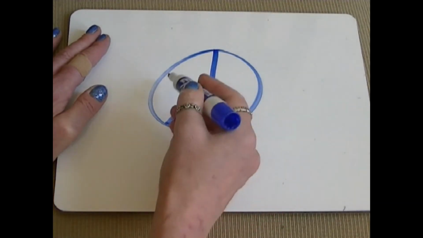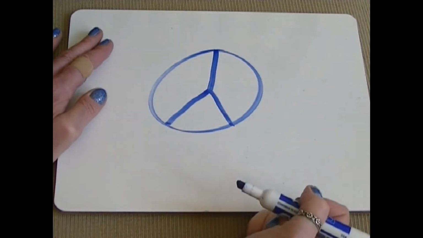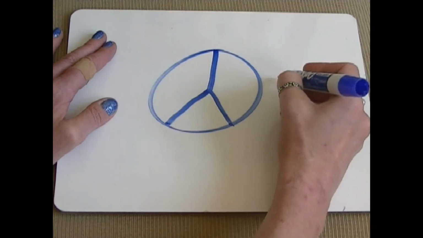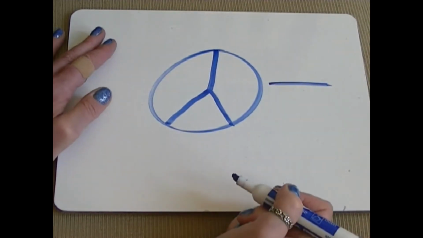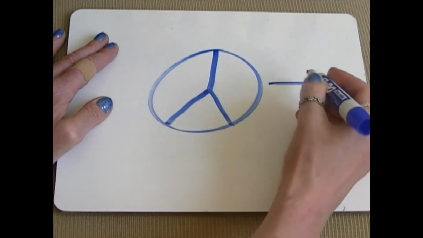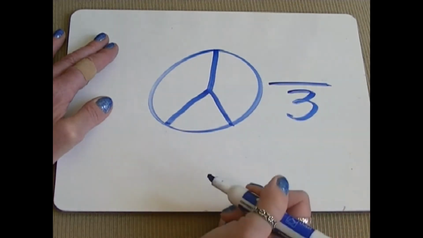What if I cut it into 3 pieces? Now we're going to have a crazy fraction, aren't we? So in order to figure out our denominator, what do we do? That's right, we count all the pieces. 1, 2, 3. Our denominator is going to be a 3.